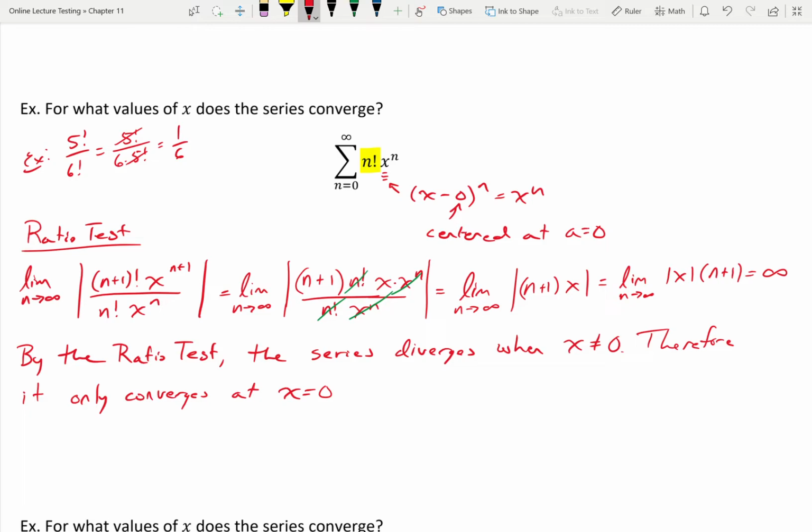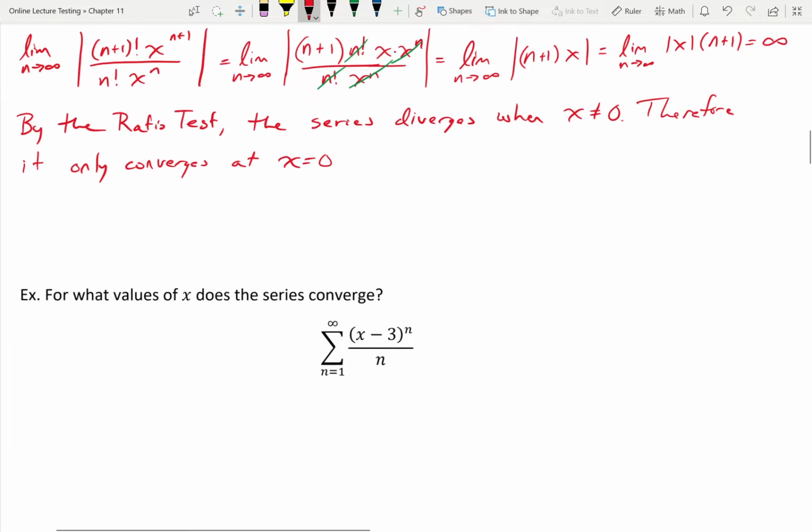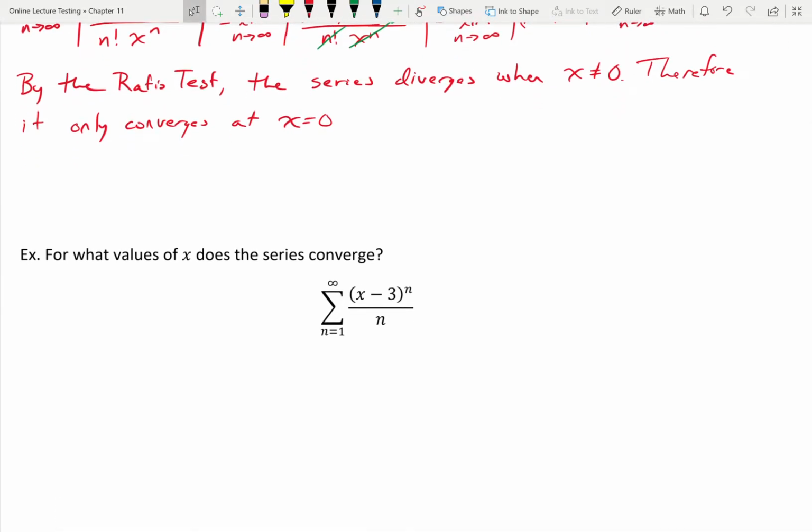So now we can say, okay, well, for what values of x can these other series converge? So that's what this next example is on. All right.